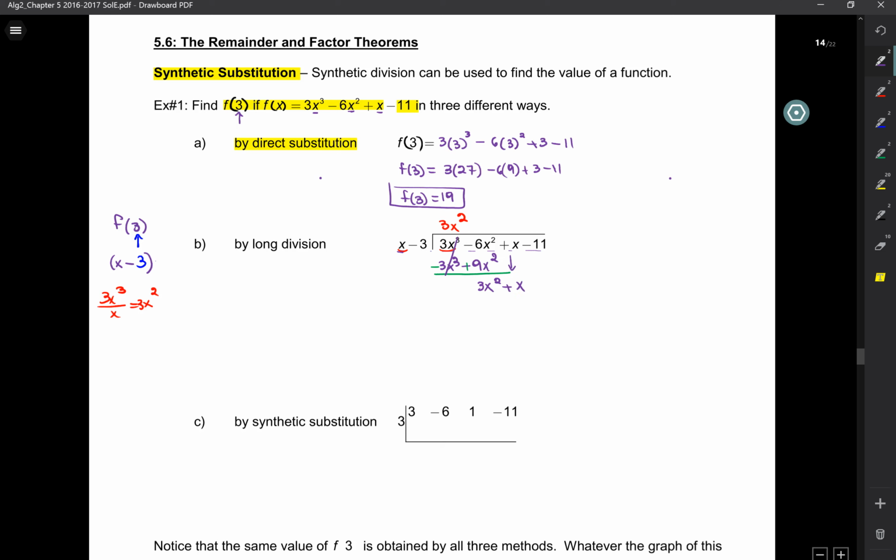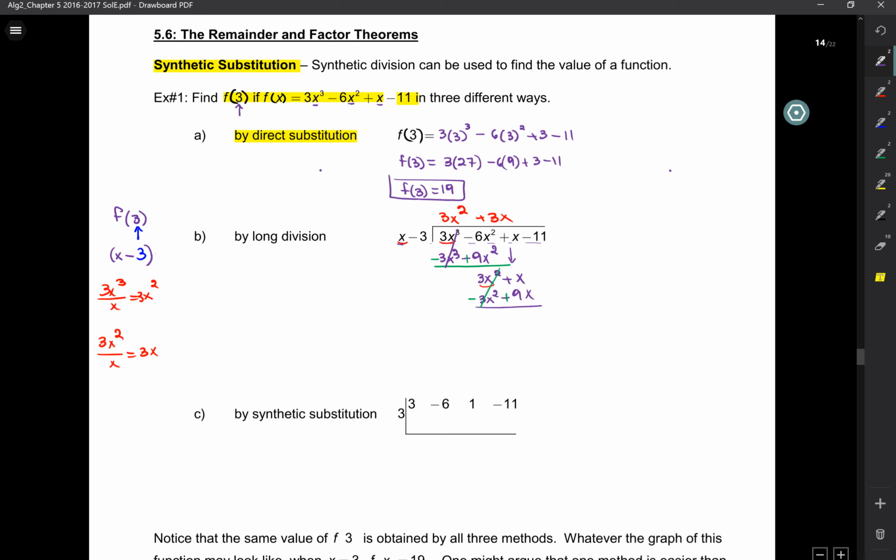So again, 3x squared over x gives me 3x. So here I have positive 3x. Now I multiply. 3x times x is 3x squared. 3x times negative 3 is negative 9x. Now I'm going to subtract. Minus, plus here. This goes away. So I have 10x minus 11. And lastly, 10x over x is 10. So I have plus 10.